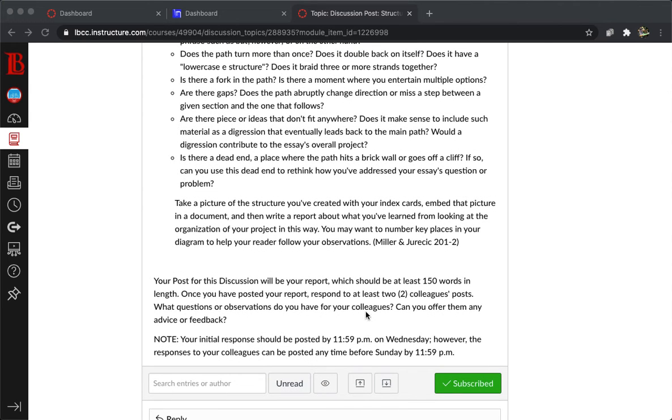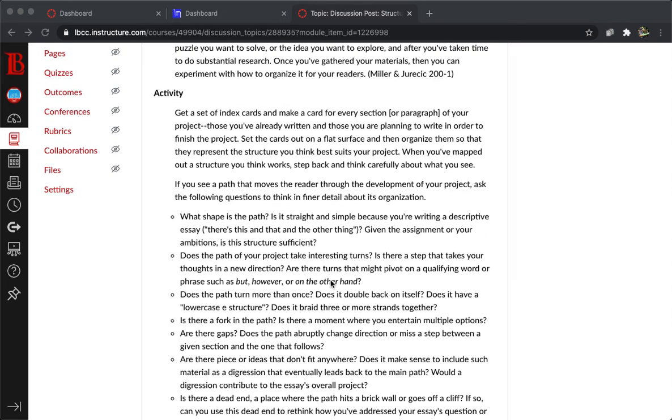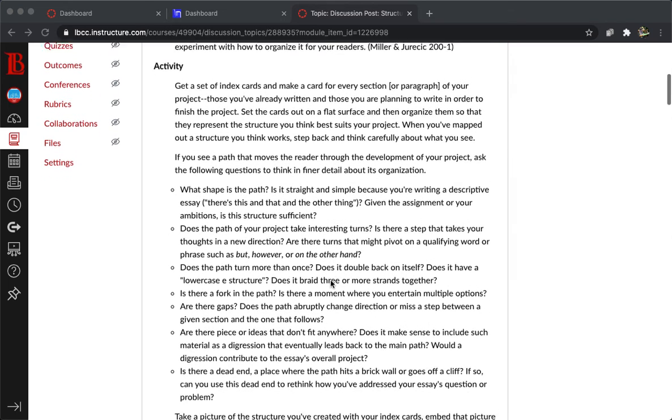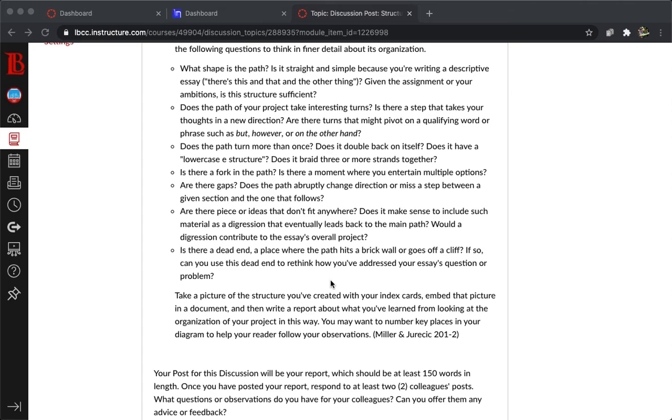So again, you're going to need to include a picture of your index cards that outline the structure from the points that you've already covered in your first draft, and then the points that you plan to include in your next draft. Okay, so you're kind of imagining the overall structure of what you already have written and what you need to write of the essay as a whole.